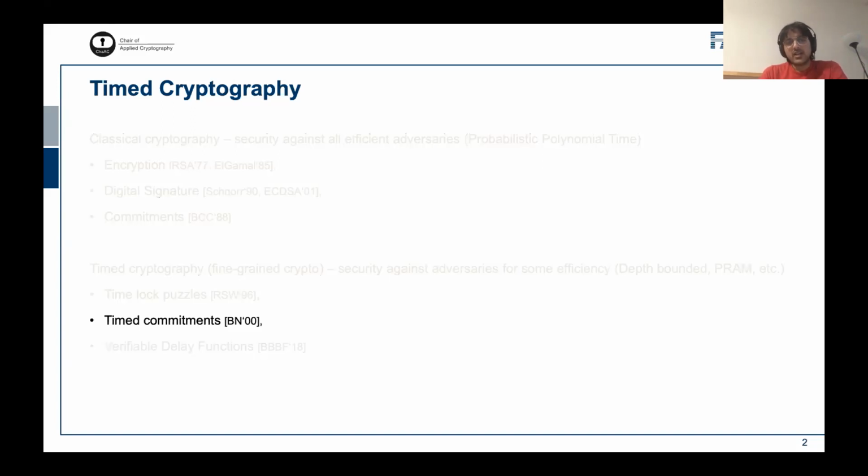In this work, we deal with timed commitments and how they can be leveraged to build new applications that were not known before.